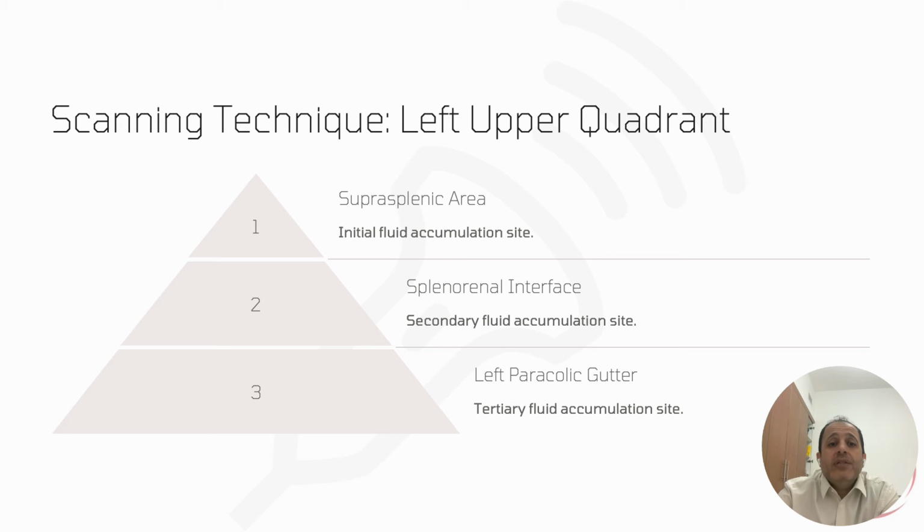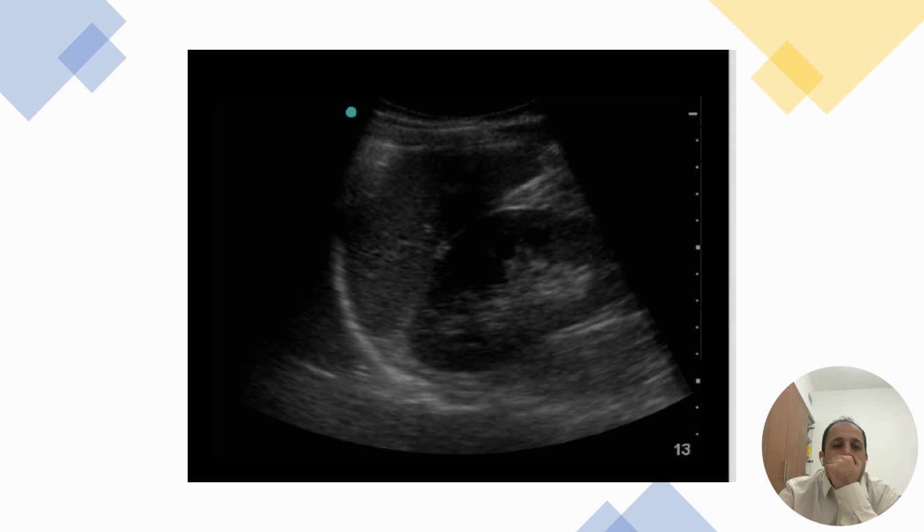In the left upper quadrant also we have three spaces that we should check. The first one is the suprasplenic area between the spleen and diaphragm. Another one is the splenorenal interface, and another space is the left paracolic gutter, just close to the inferior kidney pole. Here, as you see, it is the spleen, it is the splenorenal space, it's the kidney.